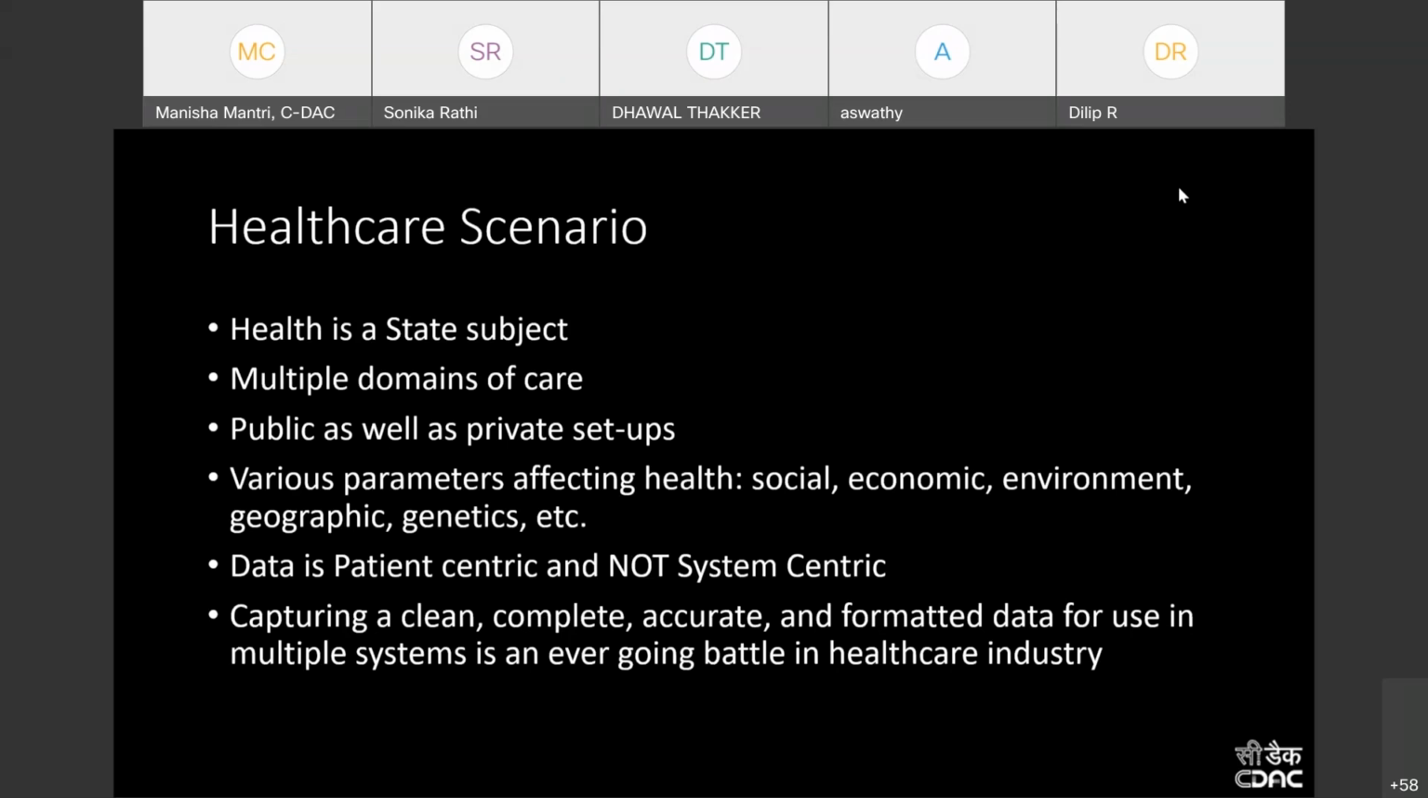And now adding to the first layer, healthcare is a multiple domain of care. It's just not very straightforward like any other domain like finance. We have multiple domains. We have ophthalmology, we have pathology, we have general medicine, we have surgery as a very intense and specific domain, we have dentistry. So many domains of care are involved. Then we have public as well as private setups.